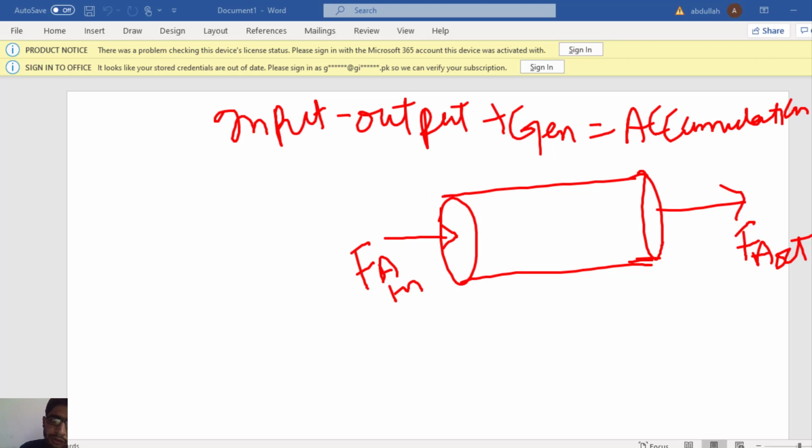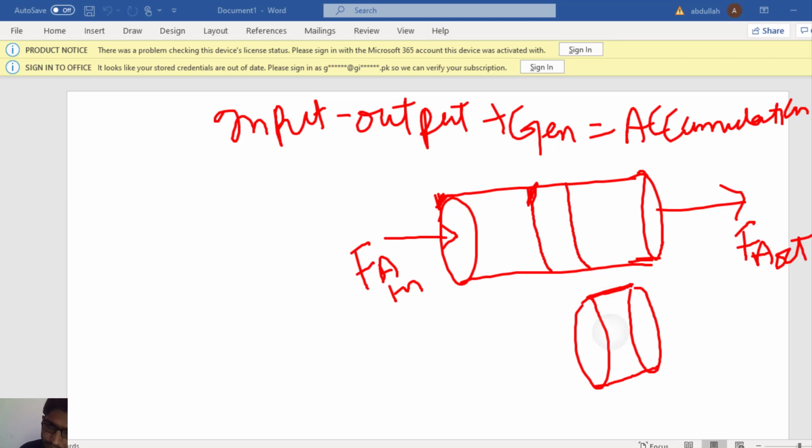Now for the mole balance we consider a small volume in the PFR. Suppose this is the small volume. It is circular, like this type of volume, the whole volume. Consider this volume. If we zoom it, we will get this type of volume.